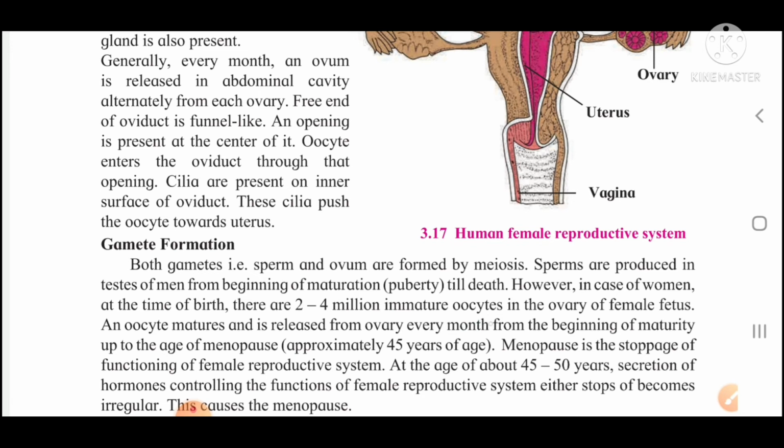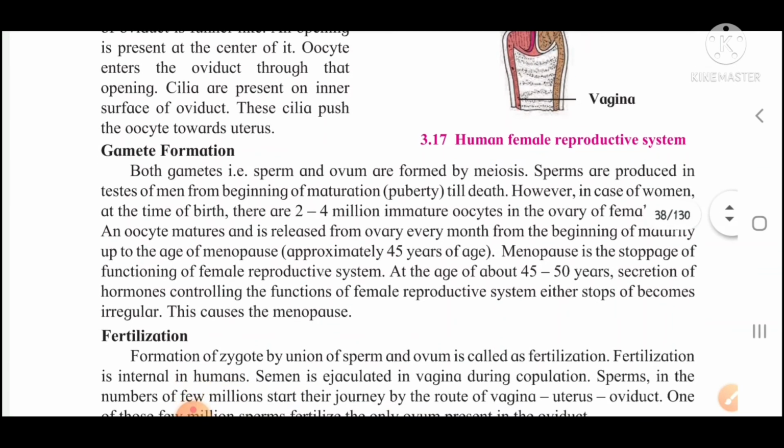उसके बाद oocytes डेवलप नहीं होते या ओवरी में एग रिलीज नहीं होते. Menopause is a stoppage of the function of the female reproductive system. It is a stoppage age, okay.